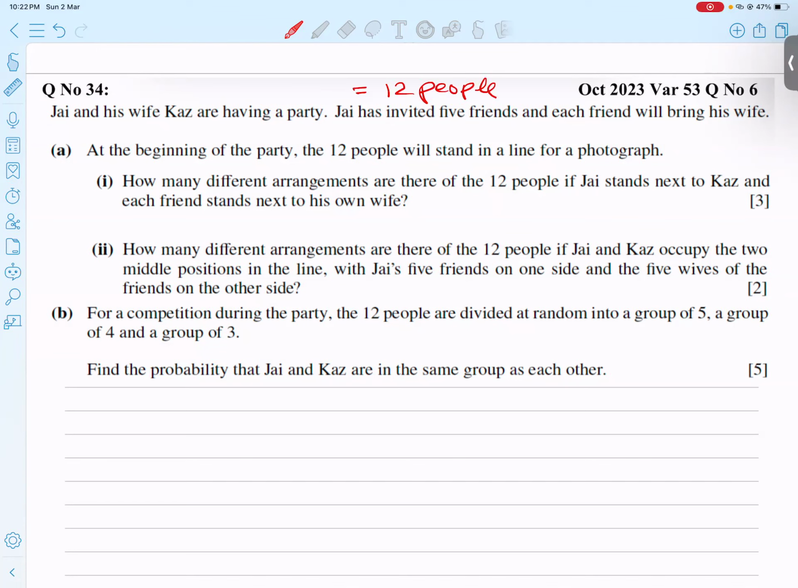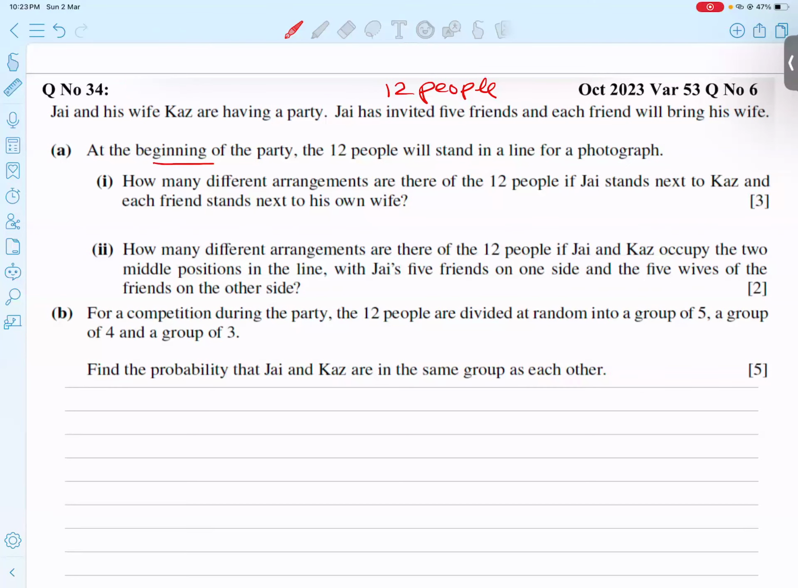In which there are the husband and wife and 10 friends. I mean, 5 friends plus their wives. We can say 5 couples, and we can say the guests are 10 guests, plus 2 inviters.